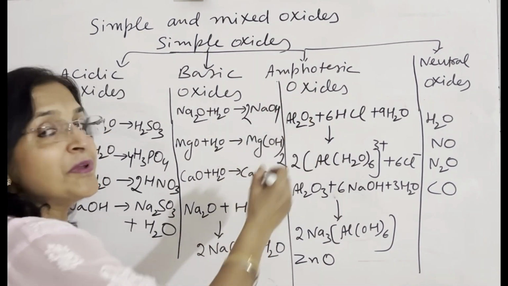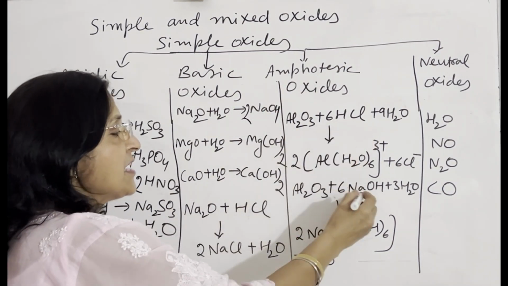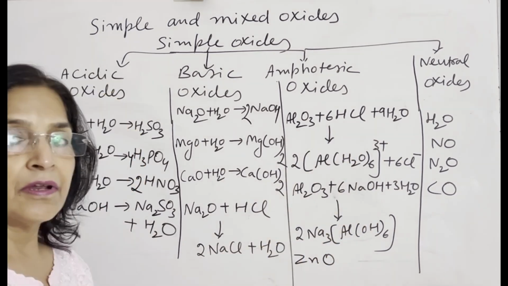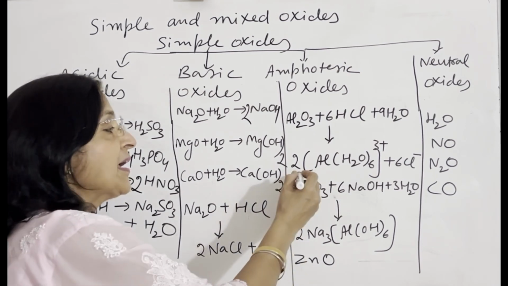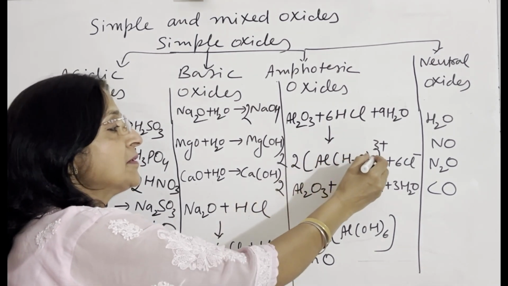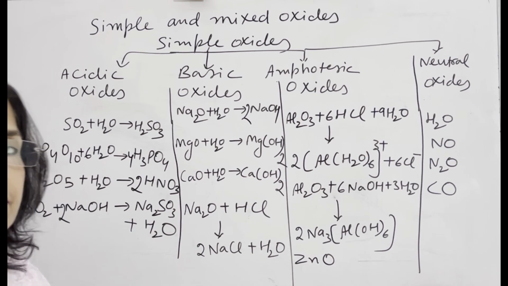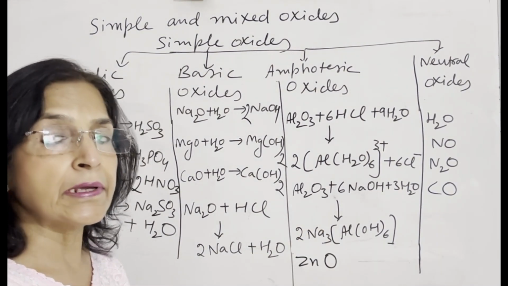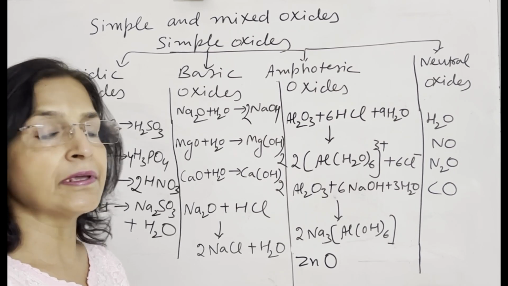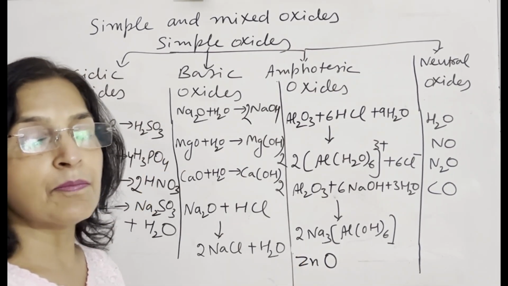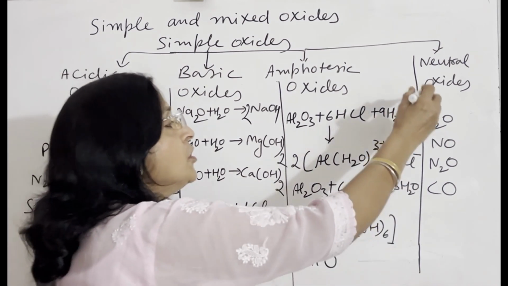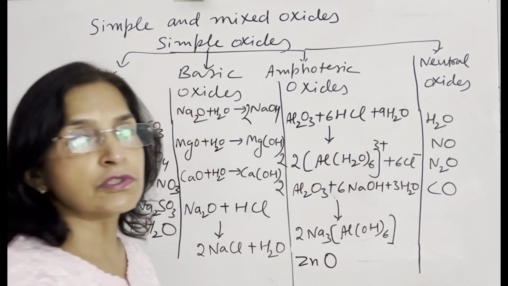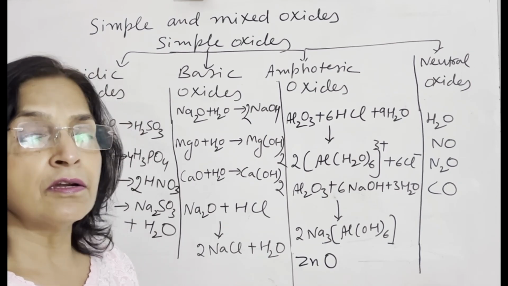Amphoteric oxides, for example aluminium oxide, can react with acid as well as with base. With hydrochloric acid, a coordination complex forms. Name of this coordination complex is hexaaquaaluminium(3+) ion. Aluminium is in +3 oxidation state. With sodium hydroxide, the product's name is sodium hexahydroxoaluminate(III). The oxidation state of aluminium is +3. Zinc oxide is also an example of amphoteric oxide. Now neutral oxides: water, nitric oxide, nitrous oxide, carbon monoxide. They neither react with an acid nor a base.